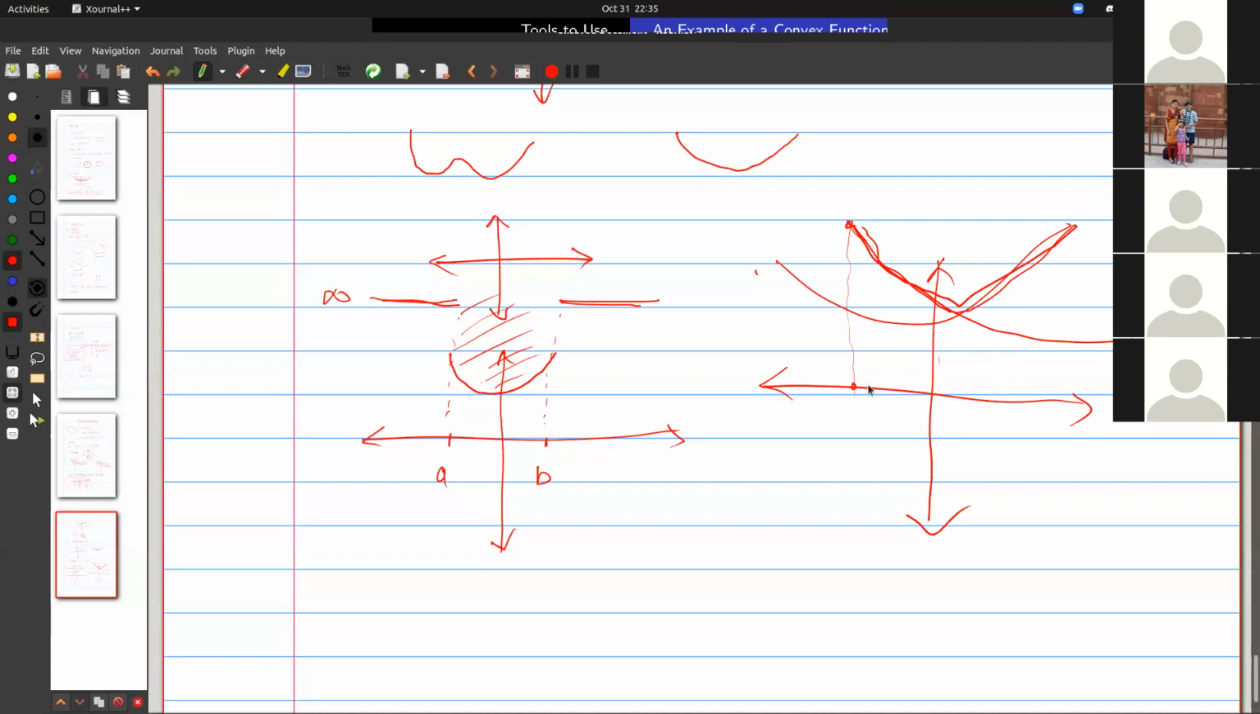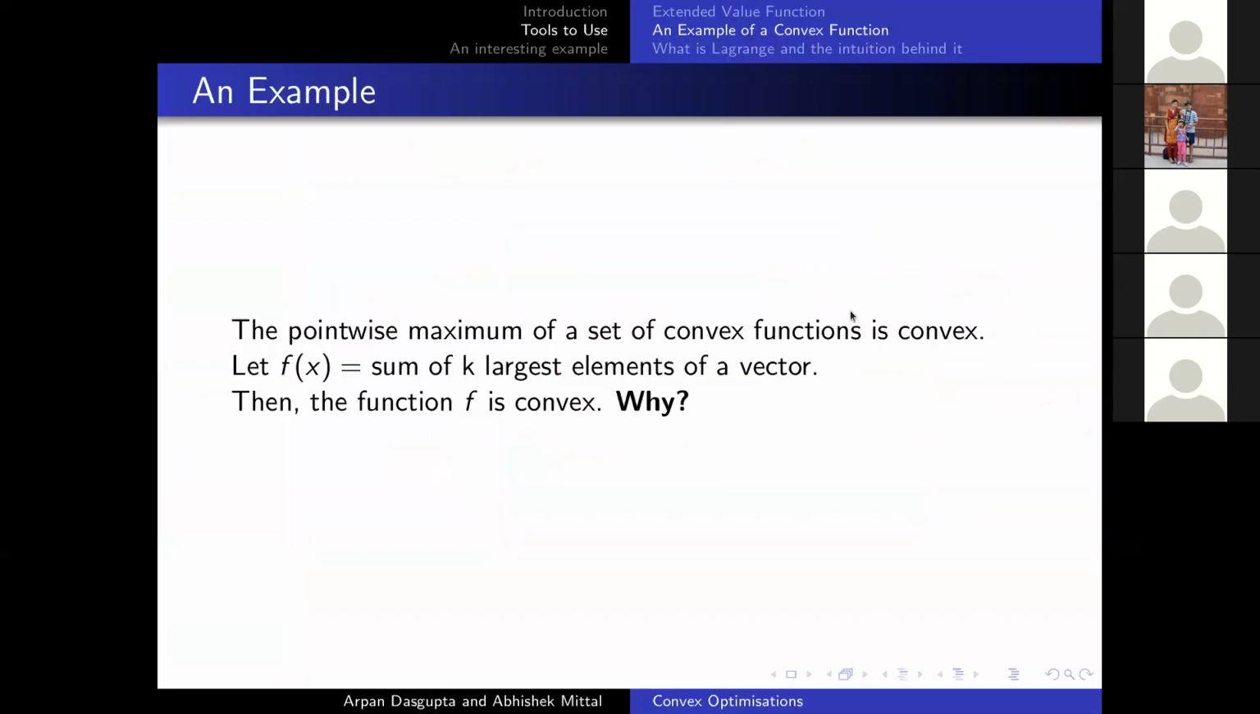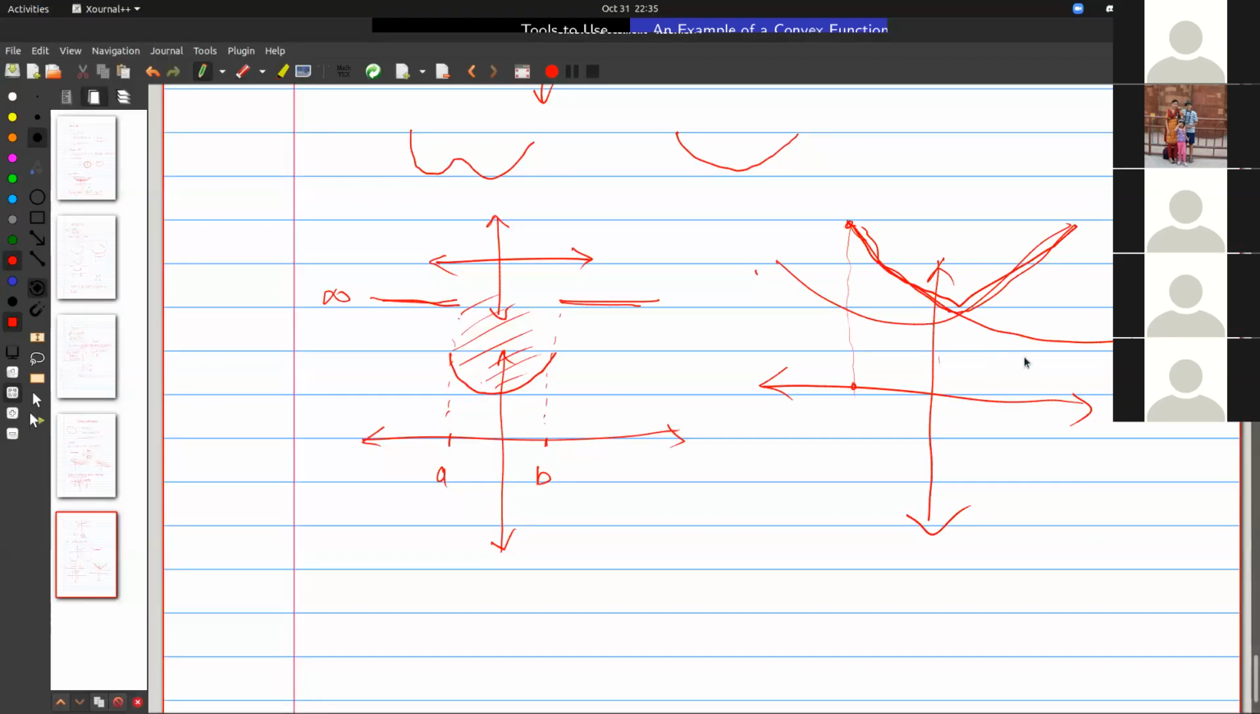This can be proved, and also these functions have to be defined on the entire domain. This is one of the properties of a convex function: if we take the pointwise maximum of several convex functions, then it is also convex.